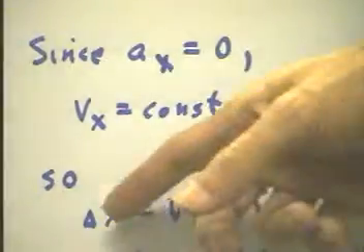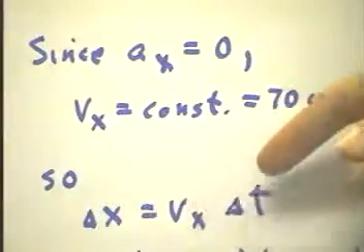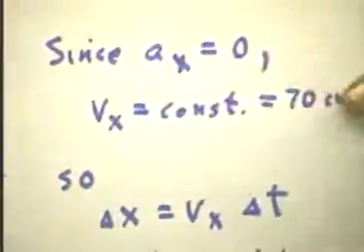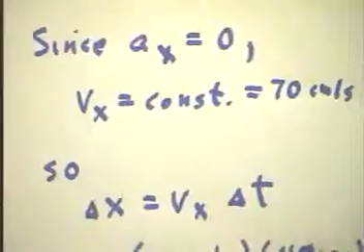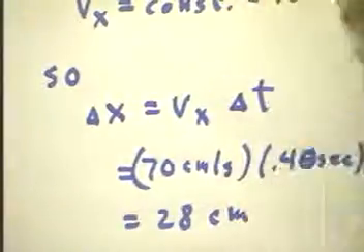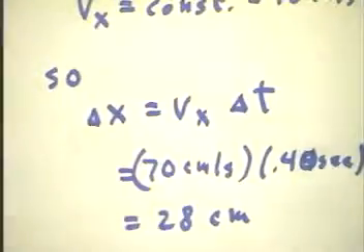As a result, our delta x is just going to be our x velocity times delta t. We multiply this x velocity times the 0.4 second delta t that we just found, and we obtain 28 centimeters for the x displacement.